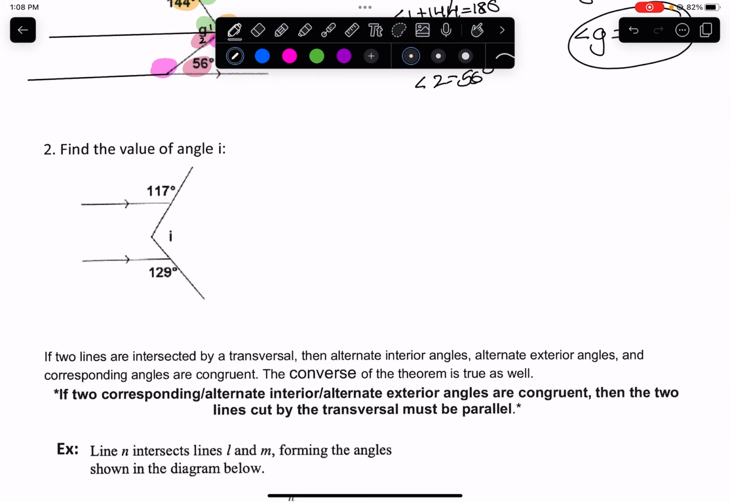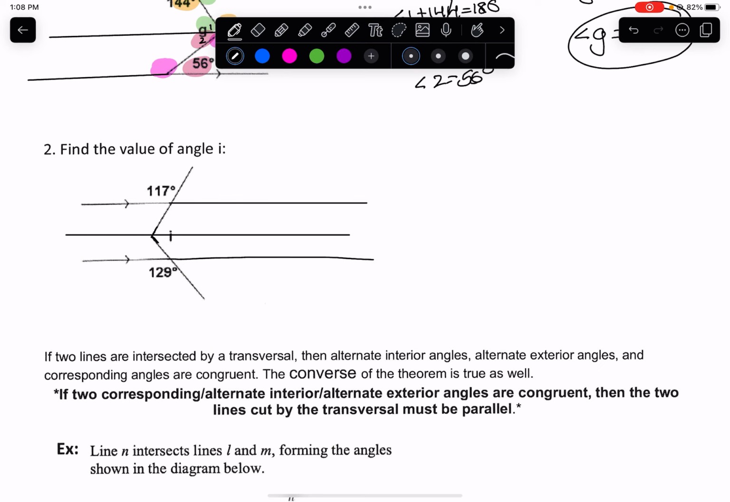Again, very similar. I see this little corner created, so I want to create an auxiliary line. Extend my lines out. Angle I, again, is going to be angle 1 plus angle 2. And we start to mark.